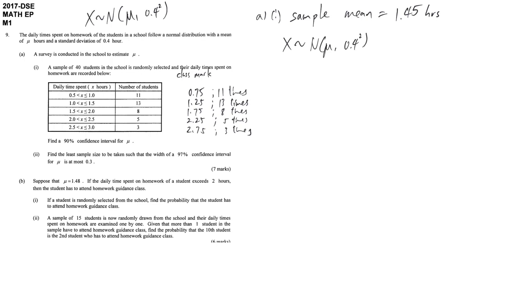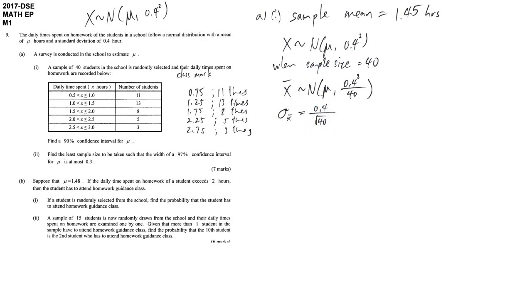This is the original random variable distribution. When the sample size is equal to 40, then the sample mean will follow another normal distribution with the same mean, and the variance will become the original variance divided by the sample size. That means the SD for x bar is equal to 0.4 divided by square root 40. We have the starting point, which is the sample mean in this data, and also we have the standard deviation divided from the original deviation.